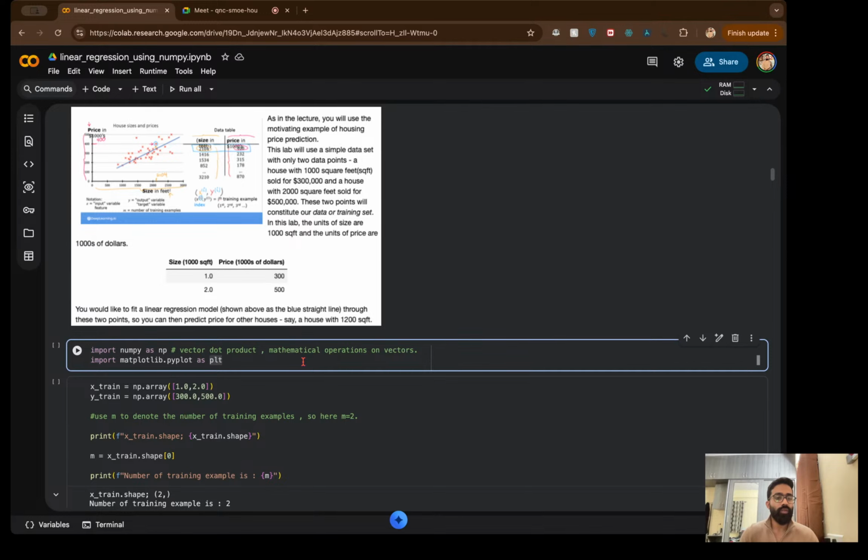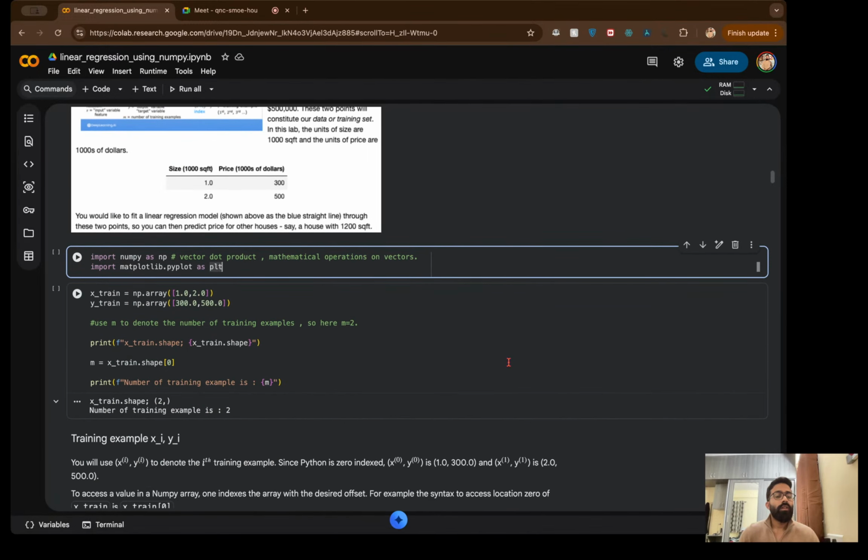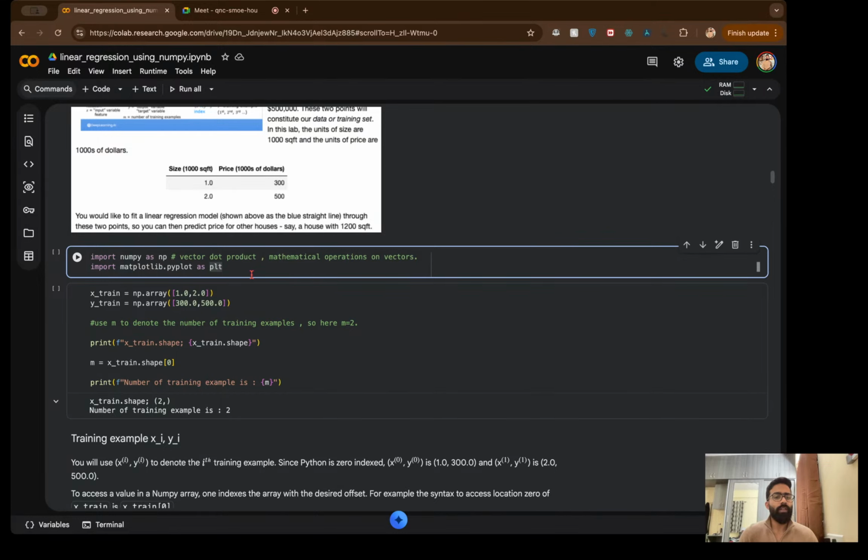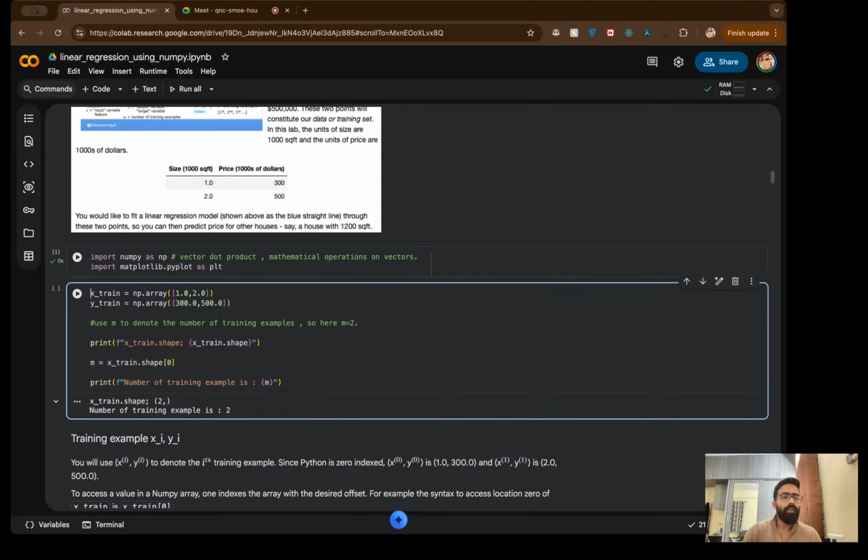Now I'm going to import the numpy library. That's the code for importing the numpy library. This is the meaning of the first line, and the second line is matplotlib, and I'm going to import matplotlib as well. Matplotlib is the library used to plot the data. Okay, see, it has been imported.